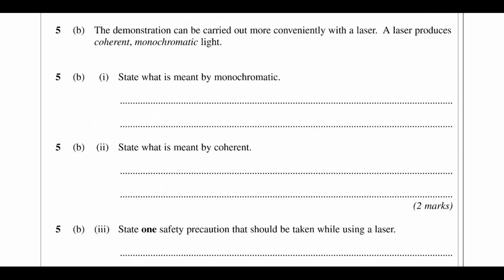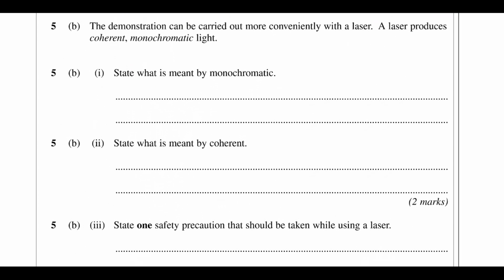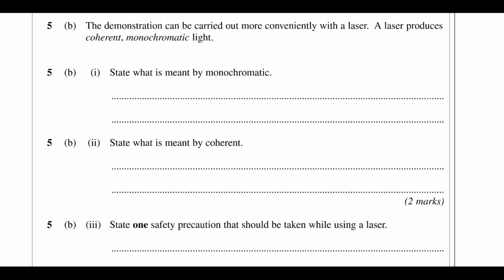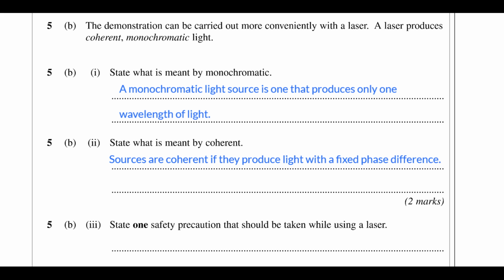So, the demonstration can be carried out more conveniently with a laser. A laser produces coherent monochromatic light. So we're just going to define what those two things are. Monochromatic means only a single wavelength is produced. Coherent means all your sources of light have a fixed phase difference. So let's get those down. Those are your definitions for monochromatic and coherent.